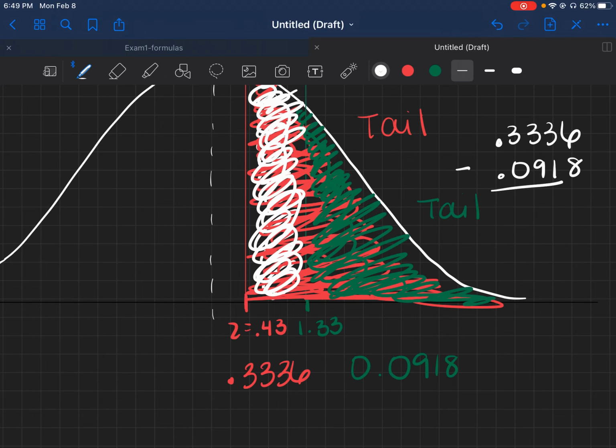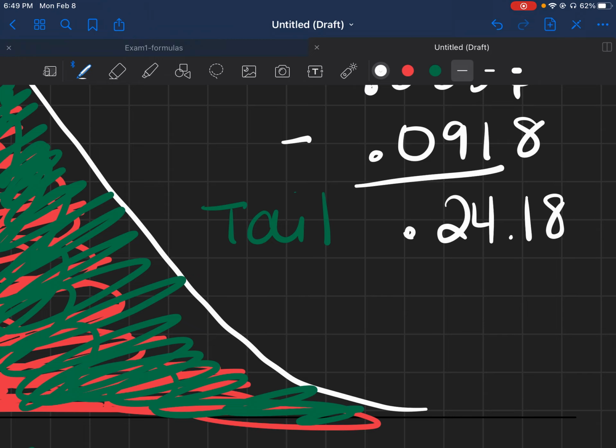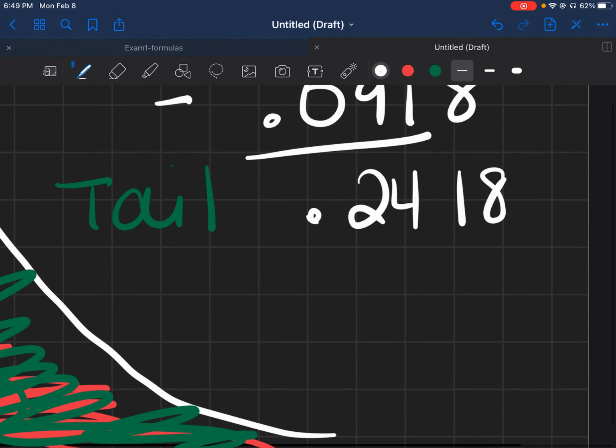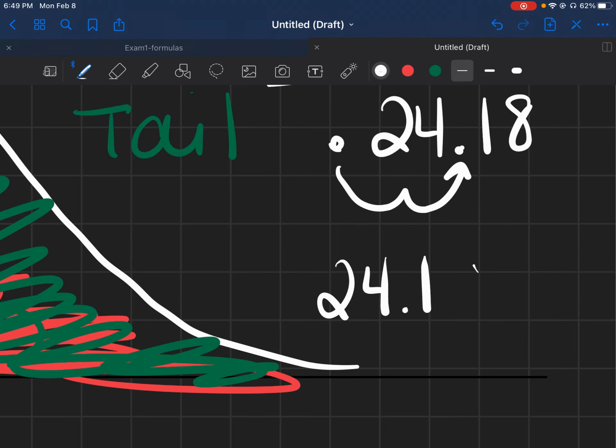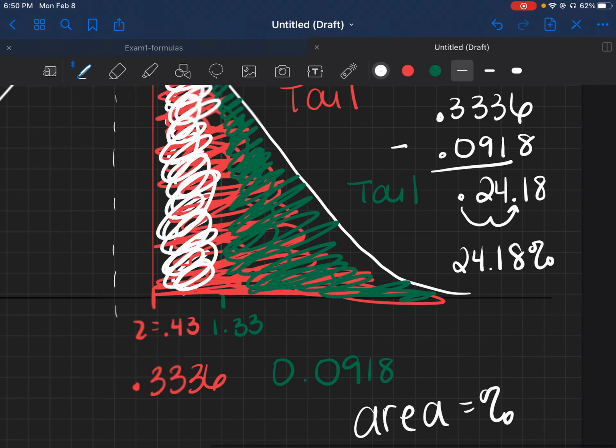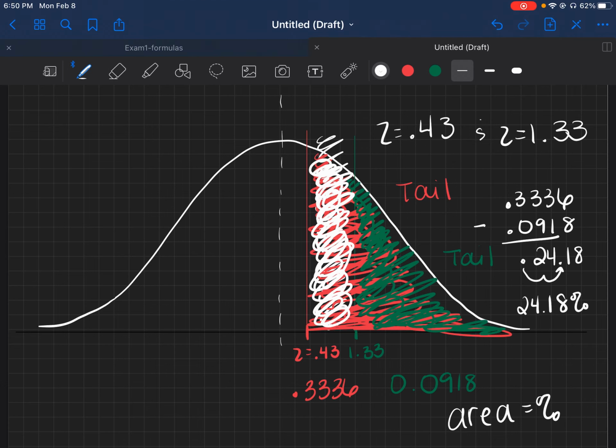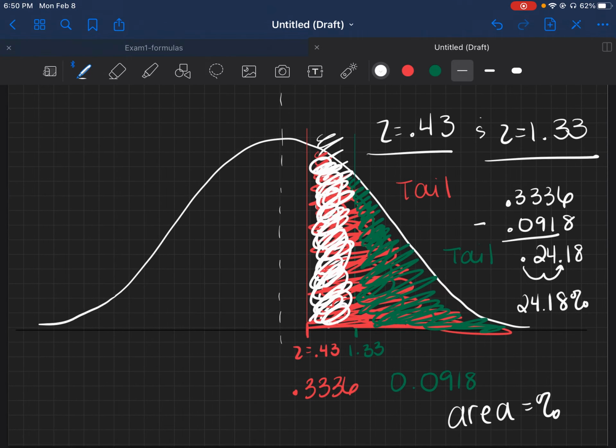0.3336 minus 0.0918 equals 0.2418. Remember, area equals percentage. So to find the percent, all we're going to do is move our decimal over 2 places, and 24.18% is the percentage of area in this white area here between a z of 0.43 and a z of 1.33. I hope that helps. Thanks.